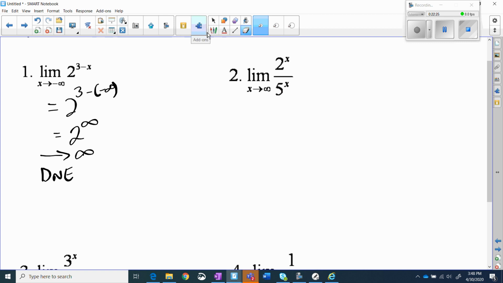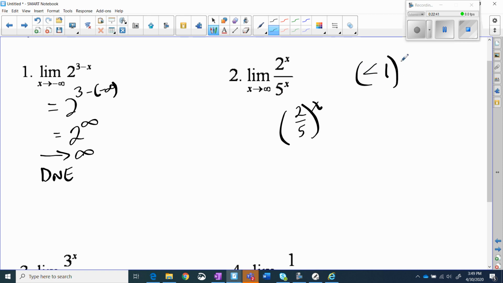I would take here, and because they're both raised to the same exponent, I would just go 2/5 to the x. And then here's all you got to know. If you take any number smaller than 1, 0.5, for example, 0.9, anything smaller than 1, and you raise it to really, really big exponents. If you don't believe me, check it on your calculator. Put 0.5 to the exponent 10, then put 0.5 to the exponent 50, then put 0.5 to the exponent 100. You're going to get answers that get closer and closer to 0.